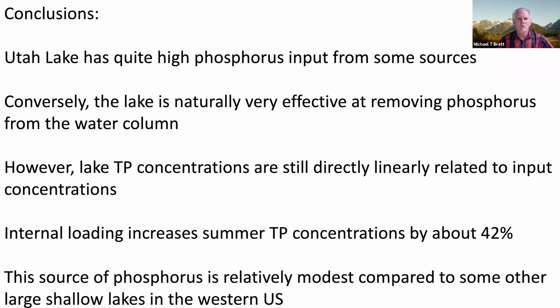However, the lake concentrations are still directly related to input phosphorus concentrations, and there are some sources that are having a big impact on the input concentrations to the lake, and also a big impact on the concentrations of the lake itself. Internal loading increases summer total phosphorus concentrations by about 42% on average. And in the grand scheme of things, this is an important source of phosphorus, but it's relatively small compared to some other large shallow lakes in the Western United States, especially Upper Klamath Lake, where I've done a lot of research in the last few years.